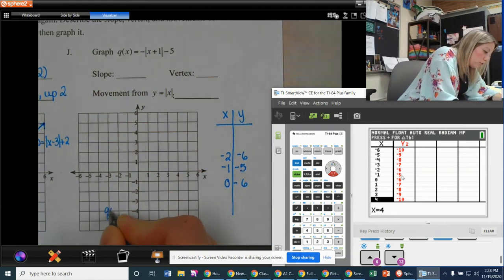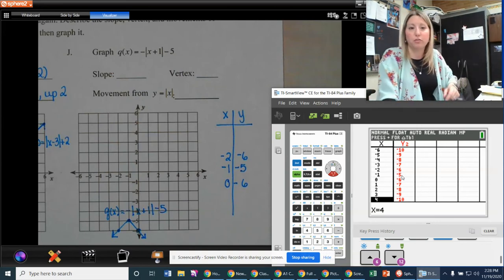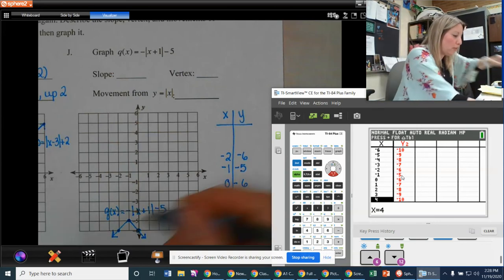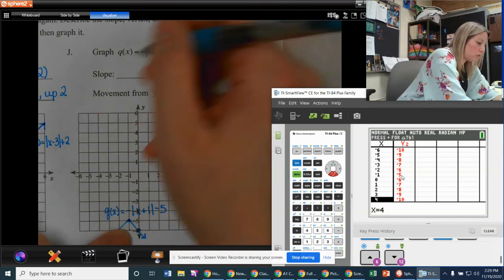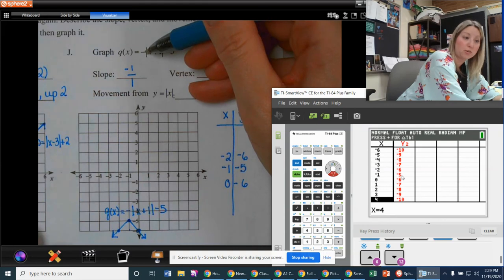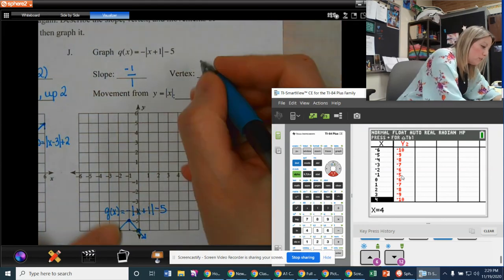Absolute value, we always use a straight edge to connect at the vertex. And anything we put on a graph, we have to label with its equation. So there it is. Okay. What's the slope on this guy? Well, it's down 1, right 1. So negative 1 over 1. Look at that. Negative 1 in front of the absolute value bars. What's the vertex on this guy? Well, it's negative 1, negative 5.